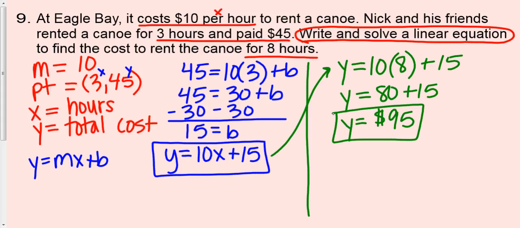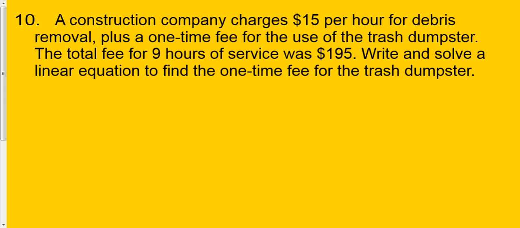Let's go ahead and try another one. So this second one, we have a construction company that charges $15 per hour for debris removal plus a one-time fee for the use of the trash dumpster. The total fee for 9 hours of service was $195.